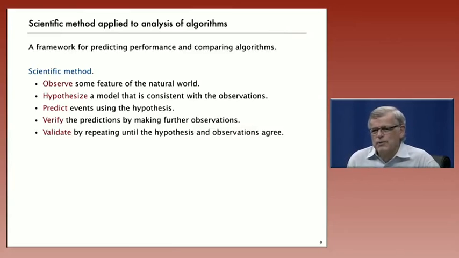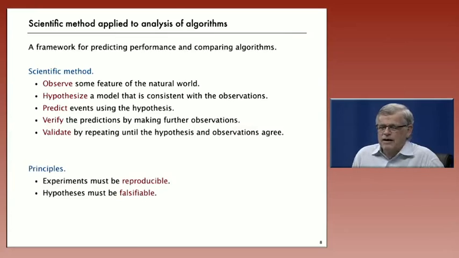And we're going to hope that that hypothesis is good enough that it'll allow us to predict something, usually predict the running time for larger problem size or on a different computer. And then we'll verify the predictions by making more observations and validate until we're comfortable that our model, hypothesis, and observations all agree. That's a way to get comfort that we understand the performance of our programs.